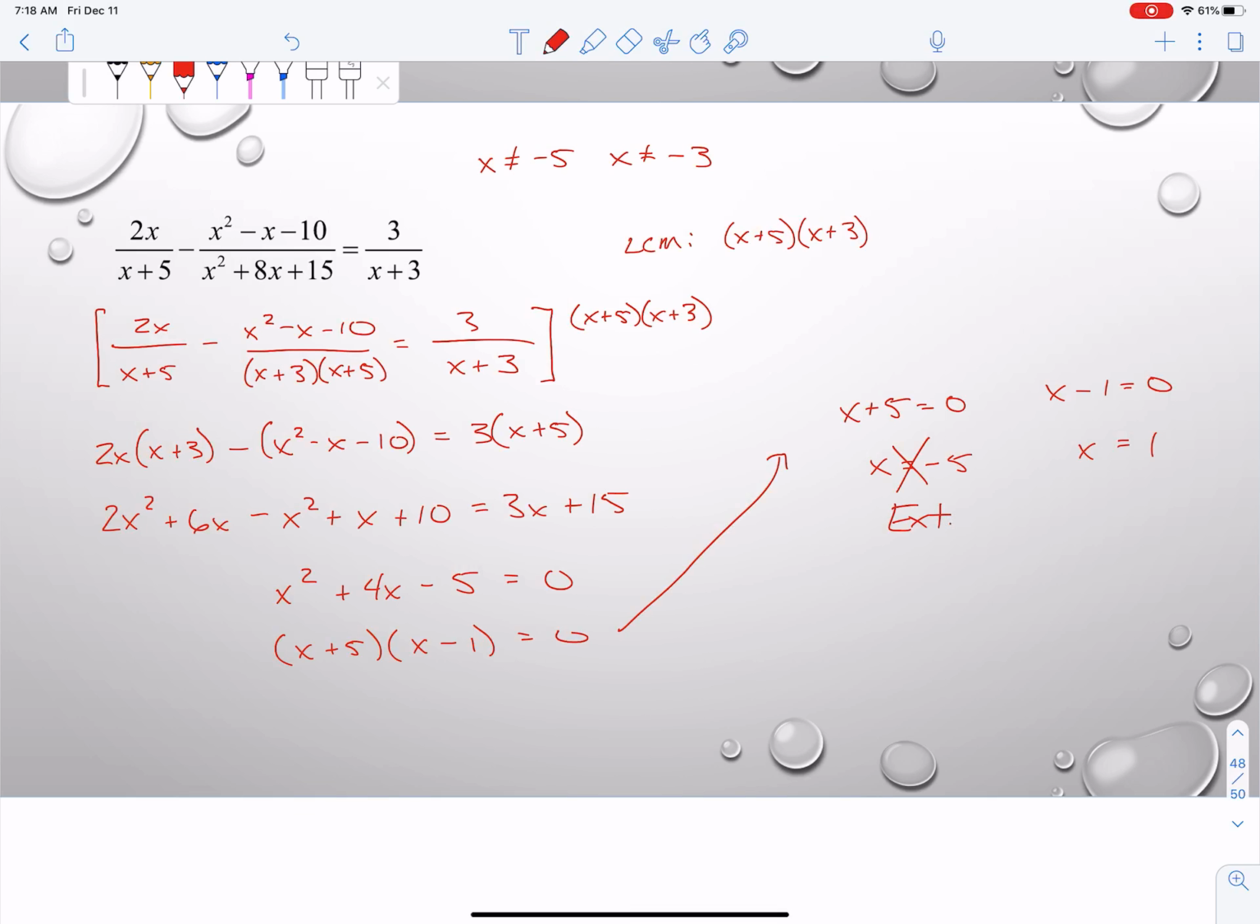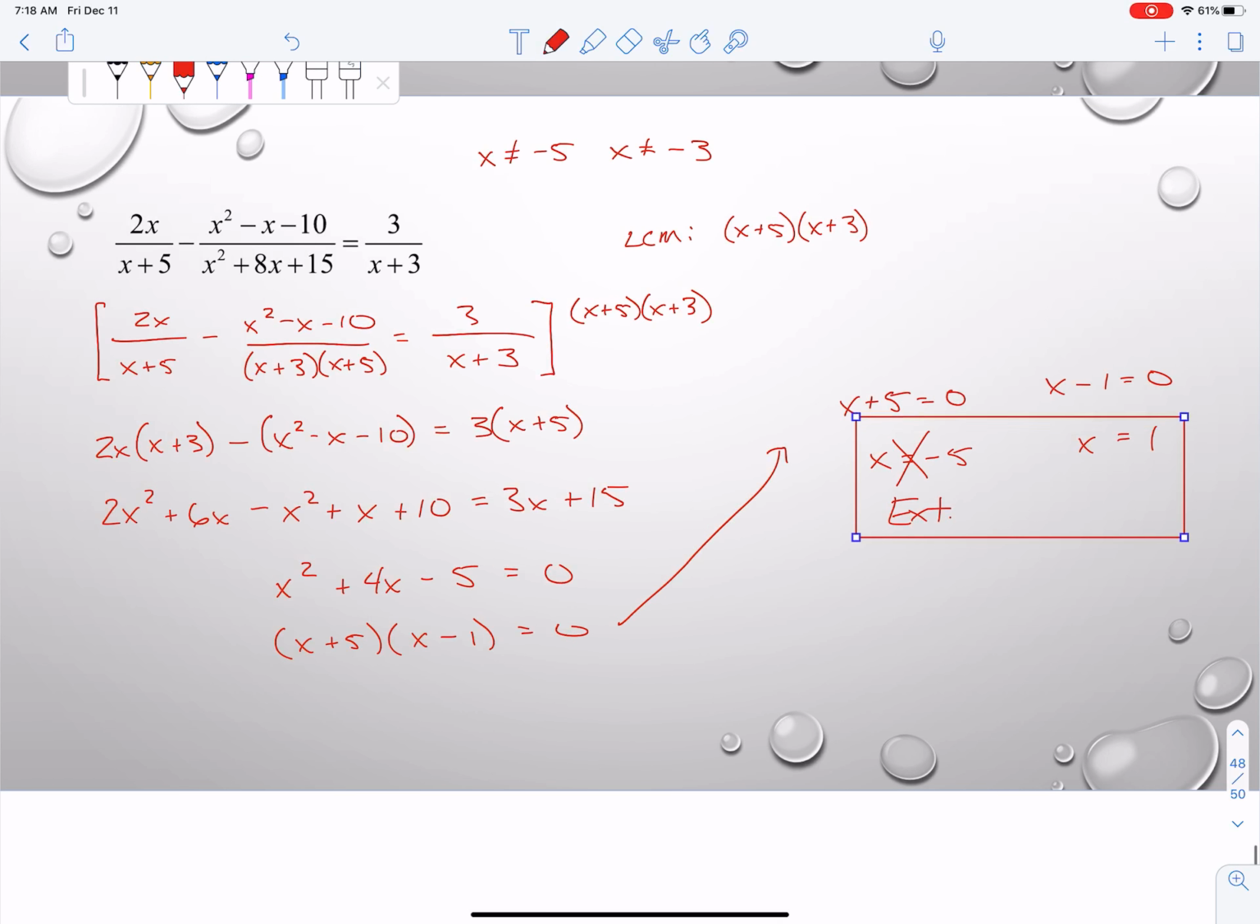I don't want you to erase it. I want you to put an x through the equal sign and write ext underneath for extraneous, and put a box around the whole thing, because you should have found that solution, but then you should also have found that that solution is extraneous, in this case because of division by 0.